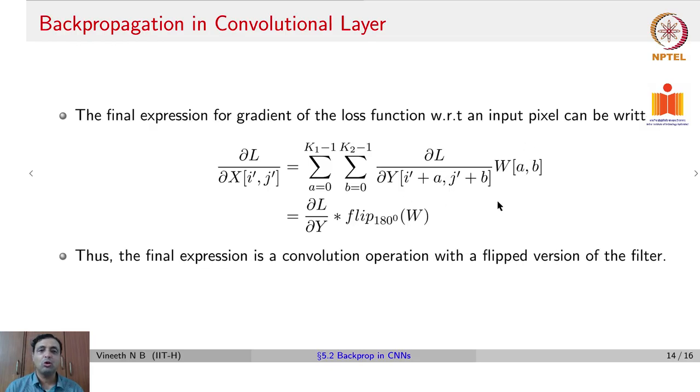This looks like the definition of cross correlation. It's the cross correlation of ∂L/∂Y with W, the filter. Rather, we can say it's the convolution of the filter flipped with ∂L/∂Y. We know that cross correlation and convolution differ by that flip of the filter, and that becomes a flip by 180 degrees, which is a flip in two directions, and that's what we have here: ∂L/∂Y convolved with a doubly flipped filter.